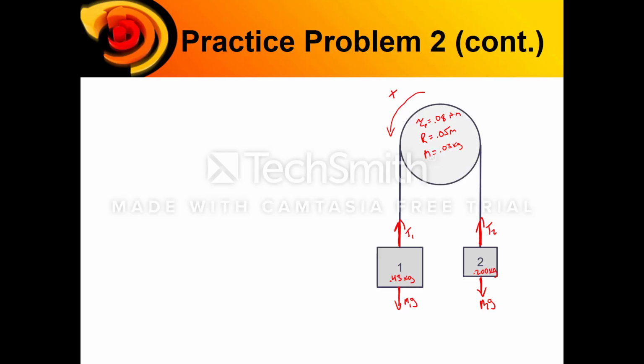Now I've got the pulley itself. The pulley is undergoing a torque, right? That torque is being caused by this tension force pulling down, which is equal in magnitude to T1. Then I've got this tension force pulling down in this direction, which we're going to call T2.